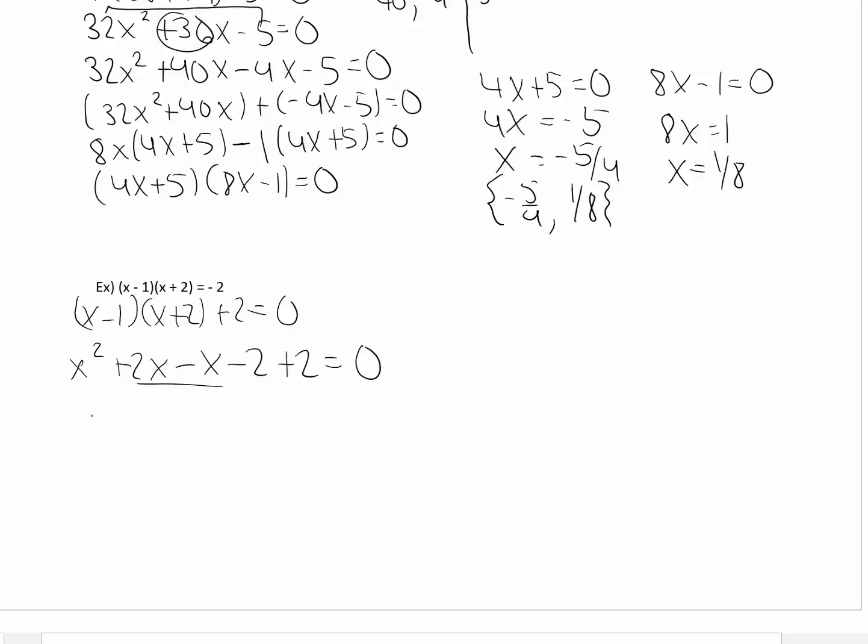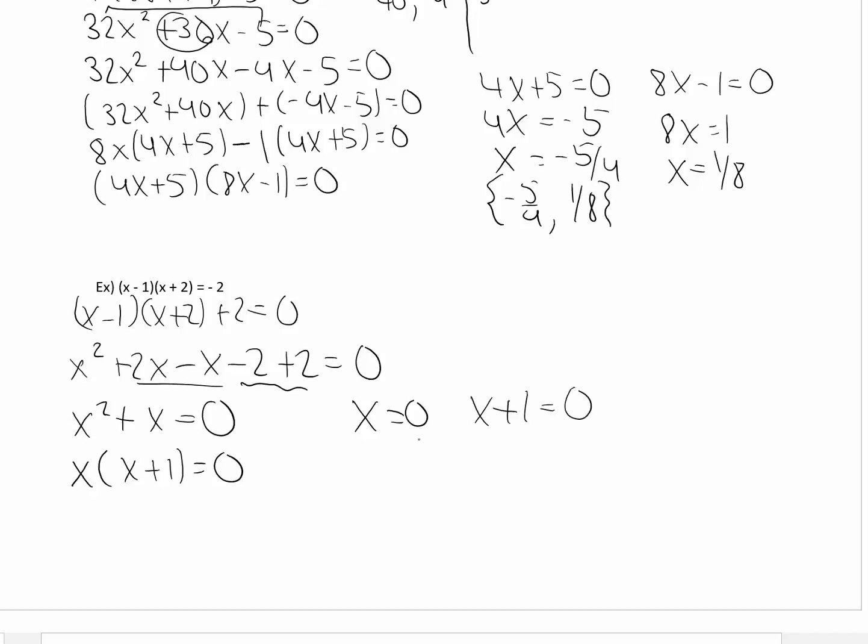Combine like terms, so we have x squared plus x. Now this is nice. Negative 2 plus 2 is 0. Okay, first question, is there a greatest common factor I can take out of both of these terms other than 1? In this case, I can factor out an x. I cannot factor any further, so I'm going to set each factor that contains a variable equal to 0. This is already solved. So our two solutions here are -1 and 0.